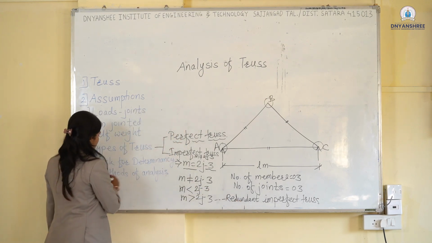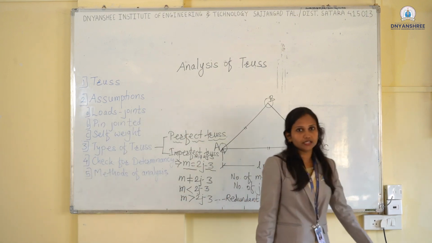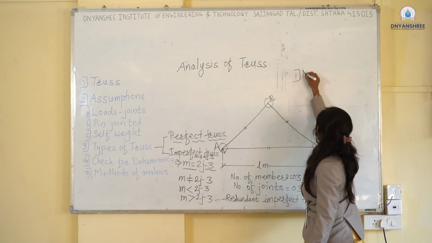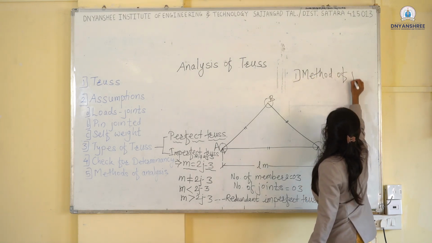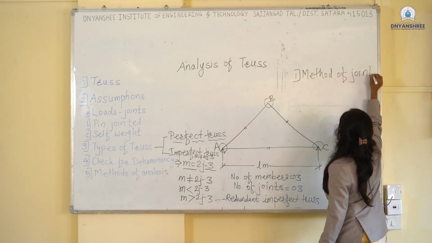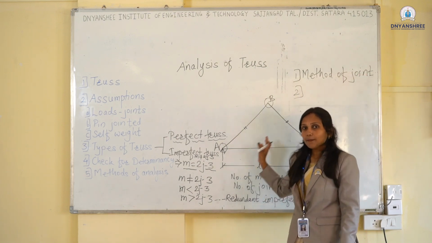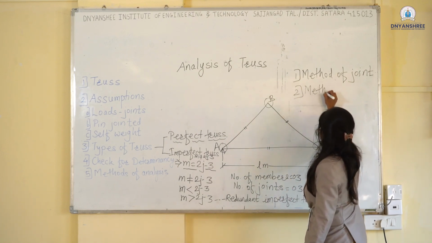Now, let us see what are the methods of analysis. There are two methods of analysis. First one is the method of joint. This is the analysis method through which we can calculate the forces lying in the members of a truss. Now, the second method is the method of section.